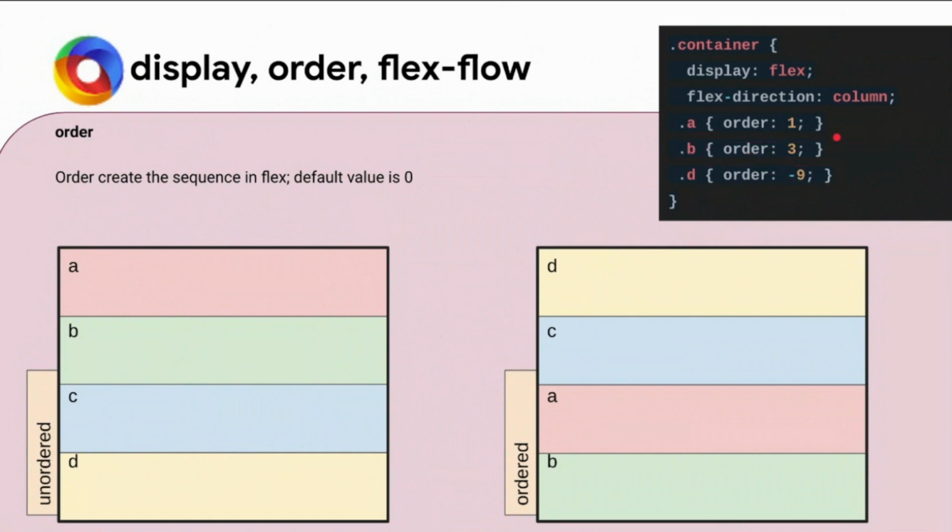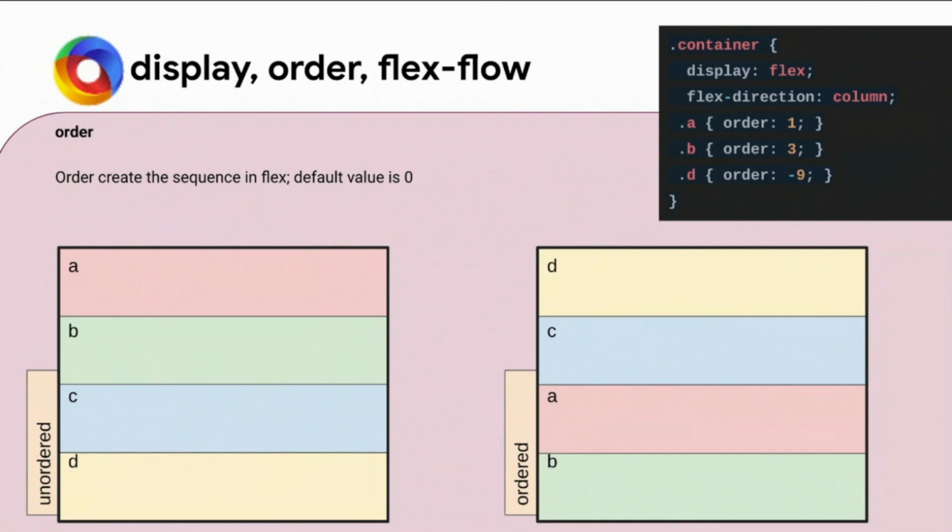So it will find the lowest value, that is -9. It will render D first, then it will see the lowest value among A, B, and C. Then it will print C, because C's value is 0. By default the C value is 0, all default values are 0. Then A comes, order is 1, then B comes, order is 3. So like that it will check the order, and you can alter the order accordingly.